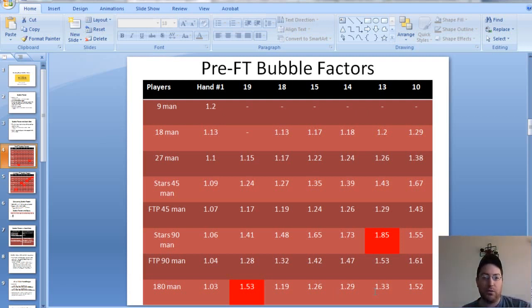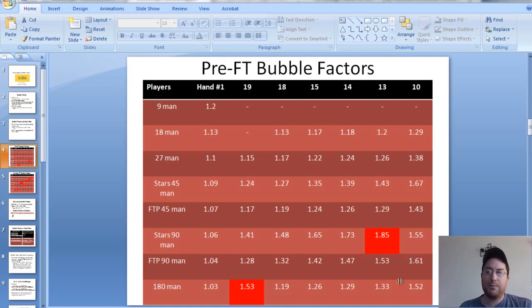I believe it's 1.2. So no matter whether you finished in 18th or 11th, the pay is exactly the same. So there's not a lot of reward for getting to the next pay spot, and your bubble factor reflects that. It's not a big deal if you finish in 16th or 15th.